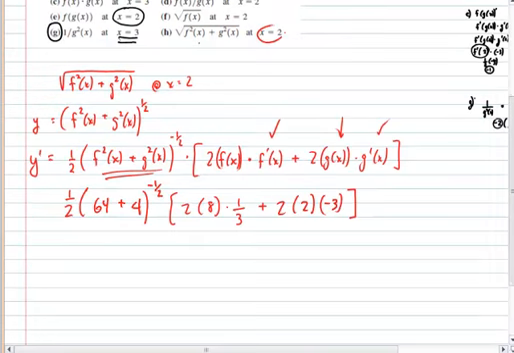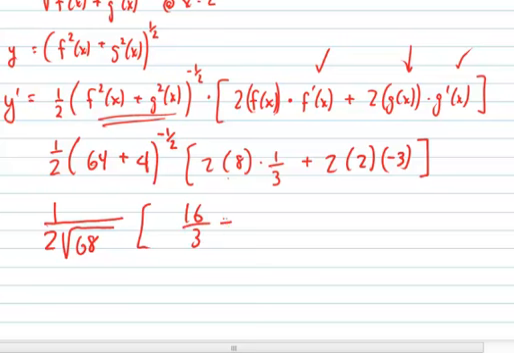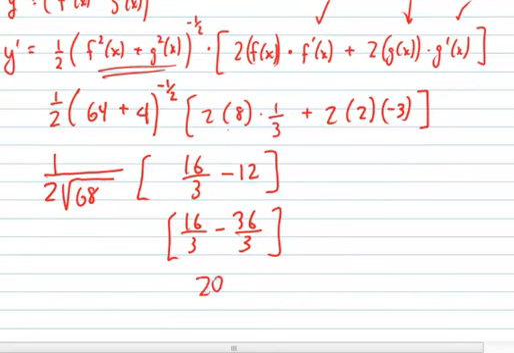So we have to do a little bit of computation here. So this is going to be 1 over 2. In the bottom I have the square root of 68. This part here I have 16 over 3 minus 12. This will be 16 over 3 minus 36 over 3. I'm sorry, plus 16 over 3. That will make negative 20 over 3 times 1 over 2 root 68.